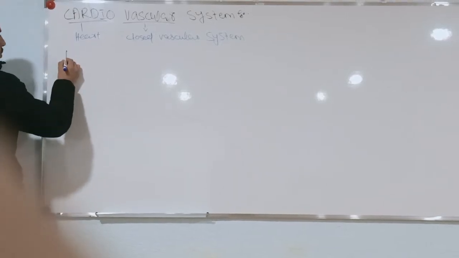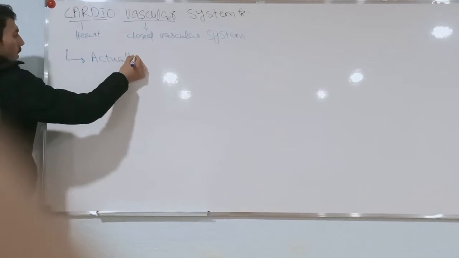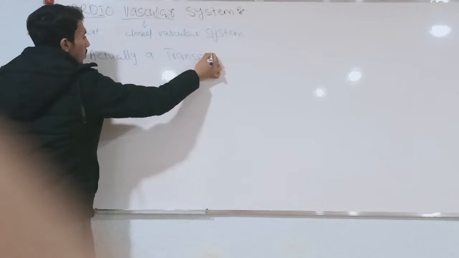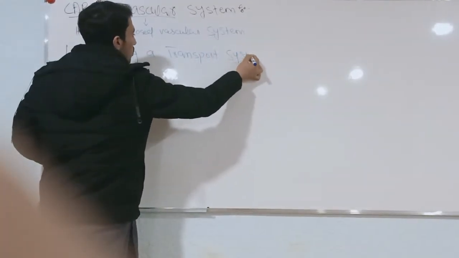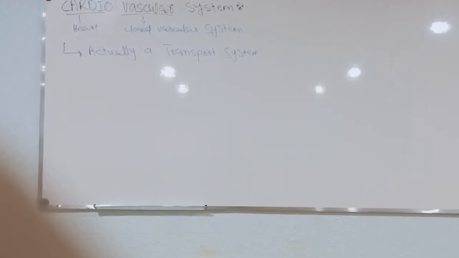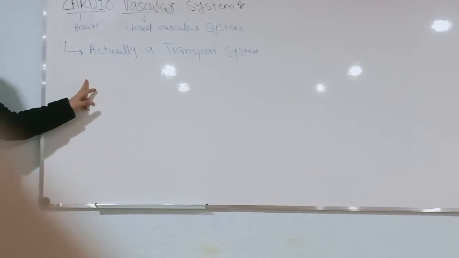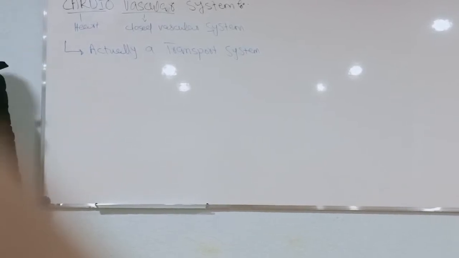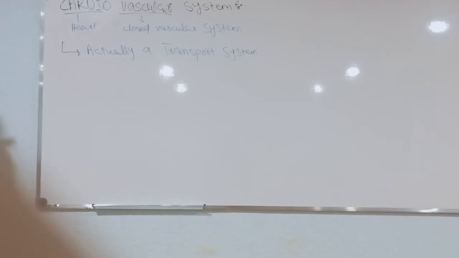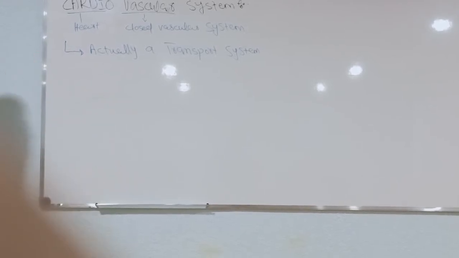So, the cardiovascular system is actually a transport system. What is the cardiovascular system? A transport system through which nutrients, WBC, which are part of immunity, and oxygen go to the tissue, and metabolic waste from the tissue goes outside the body.